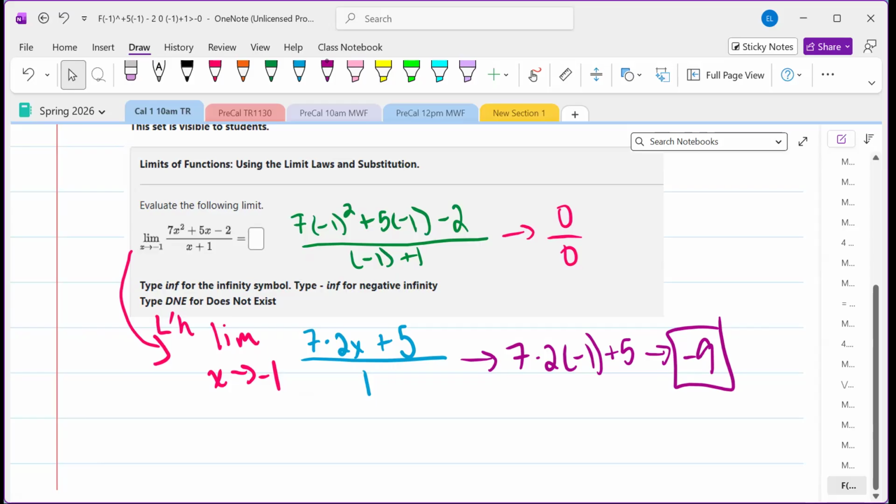So most of the weird algebra ones we did on exam 1, a lot of those we can use L'Hopital's rule on.